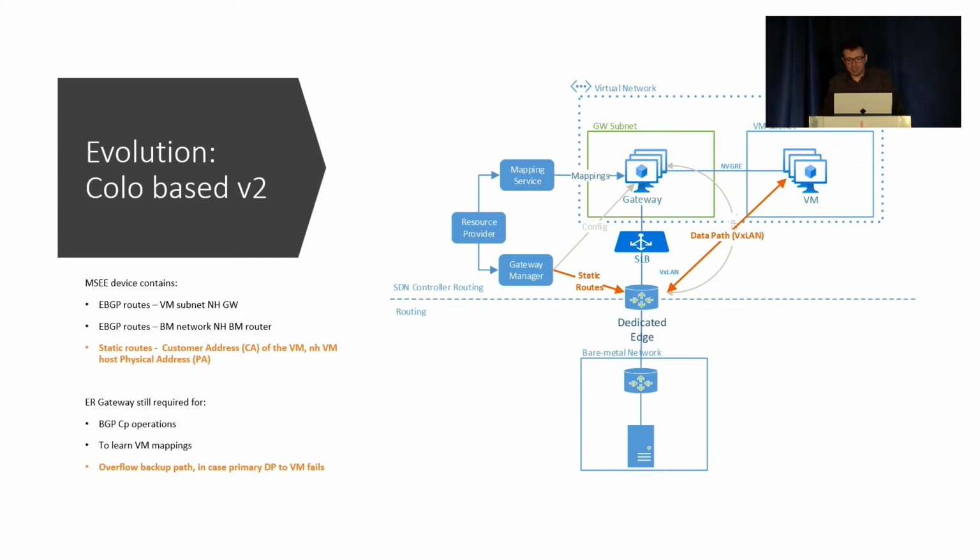Which brings us to the next step of the evolution. At this point, advances in ASICs gave us the opportunity to adopt a programmable ToR and collapse the functionality of the gateway into the dedicated edge. Under this model, the dedicated edge is programmed with static /32 routes, with destination being the CA of the VM and next hop being the PA of the host. Although the gateway could have been removed in this model, it is kept as an overflow backup path in case of failure.